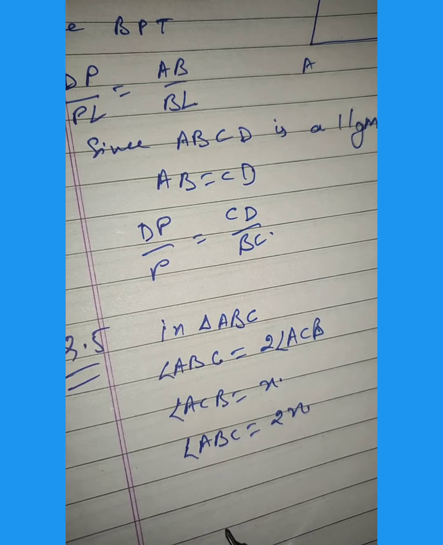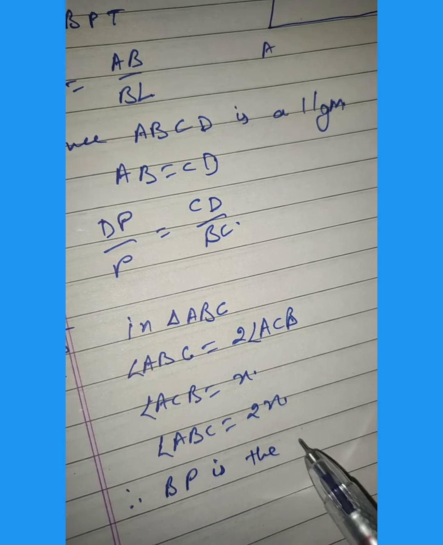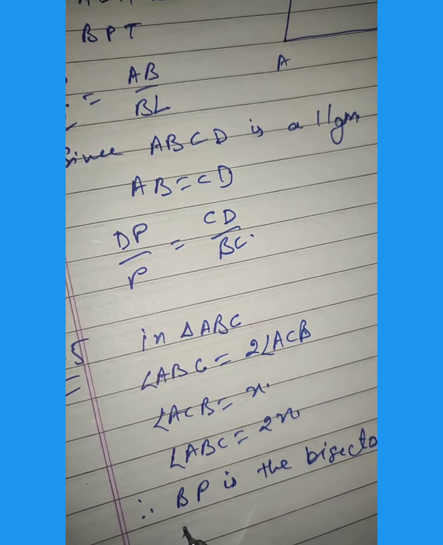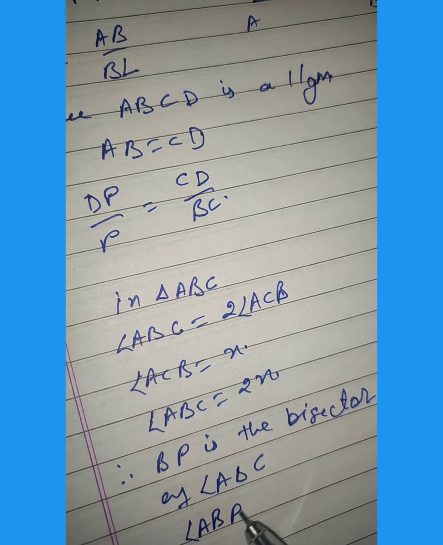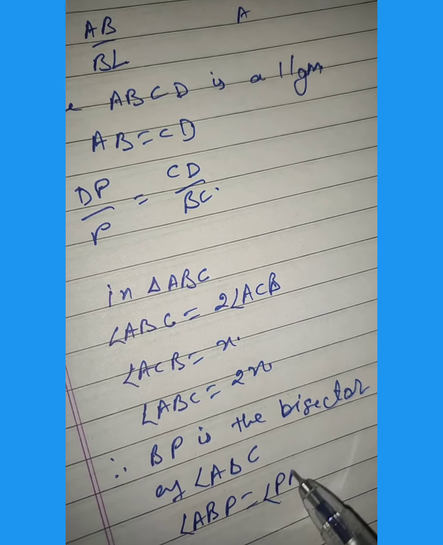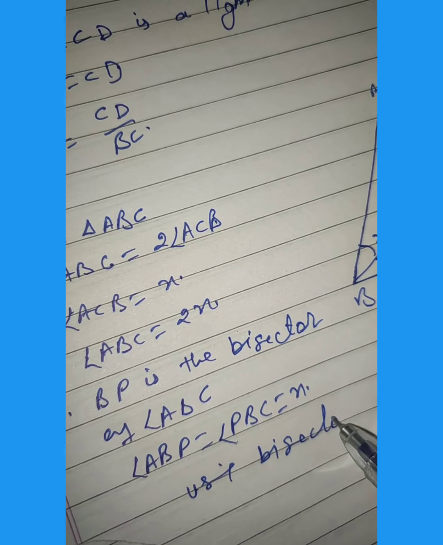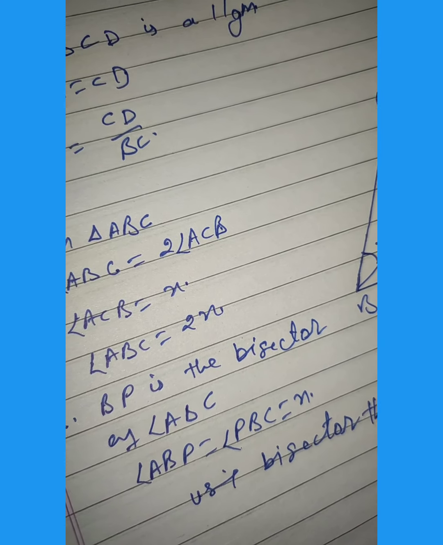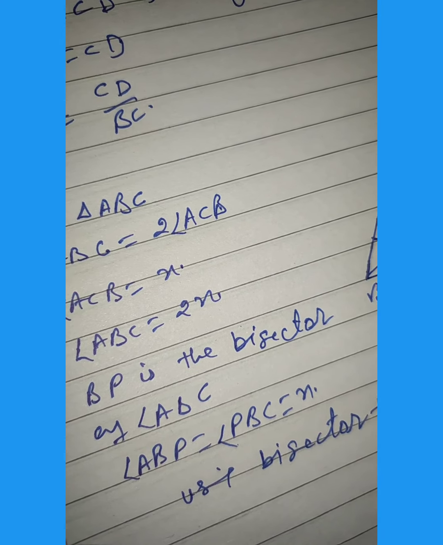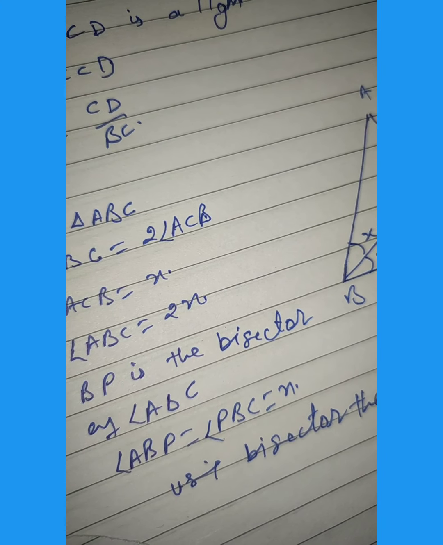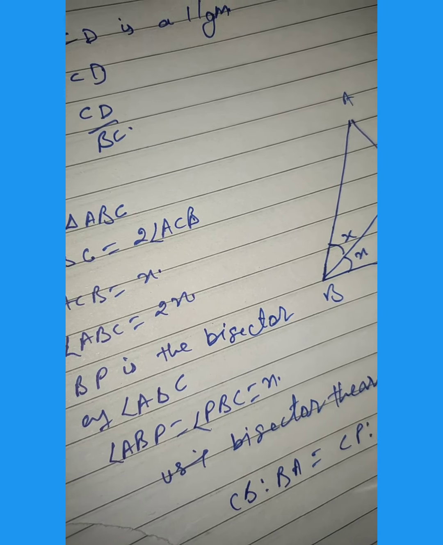BP is the bisector of angle ABC. So angle ABP is equal to angle PBC, which is also X. So using the bisector theorem, the bisector of an angle divides the side opposite to it in the ratio of the other two sides. CB ratio BA is equal to CP ratio PA.